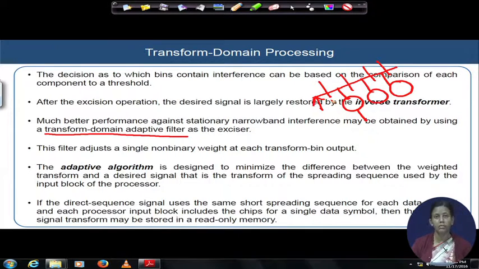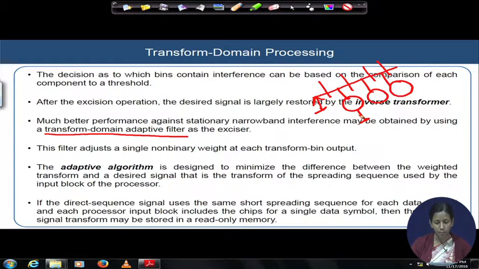So, suppose your desired signal is a PN sequence and you understand what will be the value of the desired signal in the transform domain. Now the problem statement is you adjust the weights in such a way that the error between the ideal value of this desired signal in the transform domain and this weighted value in the transform domain is minimized. And that is the task of the adaptive algorithm itself.